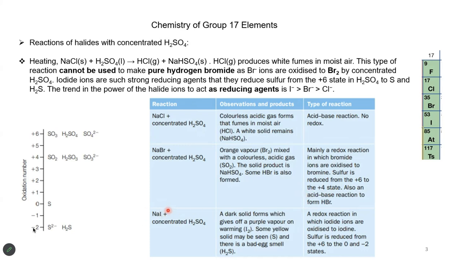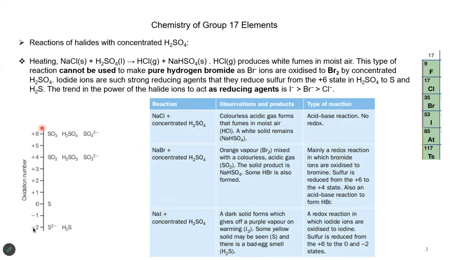Well, if we go to sodium iodide and concentrated sulfuric acid, a dark solid is formed, which is iodine, and some yellow solid that is sulfur, and a rotten-egg, bad-smelling gas, which is hydrogen sulfide. So there is also a redox reaction happening. And just to remind you, in the case of chloride, it is an acid-base reaction. In the case of bromide and iodide, it is a redox reaction.